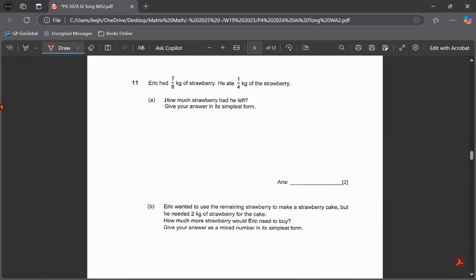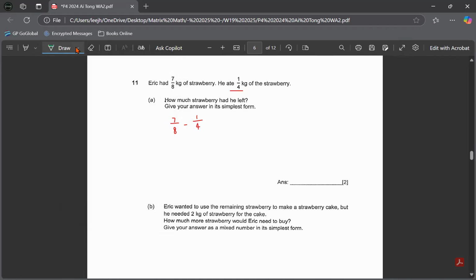Okay. Eric had 7/8 kg of strawberry. He ate 1/4 of the strawberry. How much strawberry had he left? Give your answer in its simplest form. So very simple, you eat, right? So you have to subtract. So 7/8 minus the fraction we ate, which is 1/4.